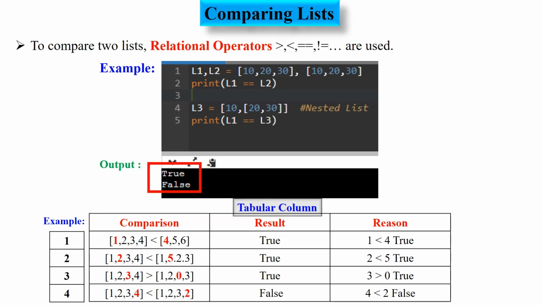Example 3. On comparing the first and second elements, it yields true, but on comparing the third element 3 is greater than 0, it generates true and hence the output becomes true. Example 4. On comparing the first, second, and third elements, it yields true, but on comparing the fourth element 4, which is not less than 2, it generates false and hence the output becomes false. Therefore, for comparing two lists, Python internally compares individual elements of two lists, applying all the comparison rules.